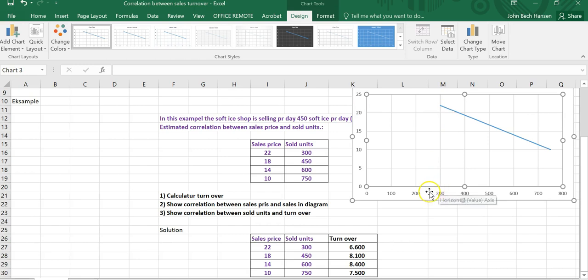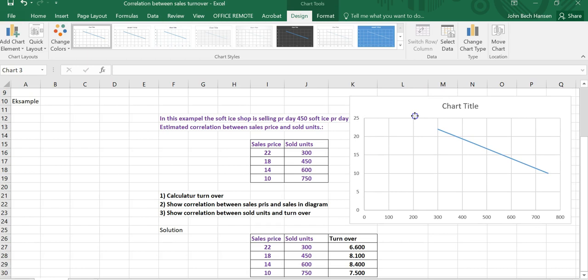And we can see sold units is increasing from 300 to 750 when you reduce the price. And I can change this one here and say this is price sales correlation. This is a picture of the market situation, how much they will sell in this shop at a given price.